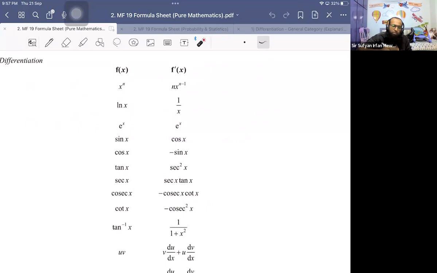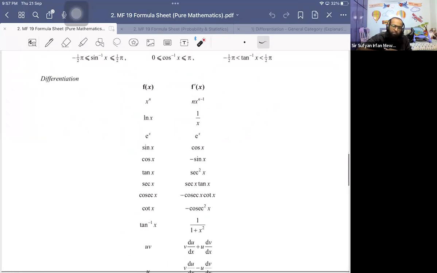Yes, in additional mathematics, these are not given, but over here in A levels, it's given, right?